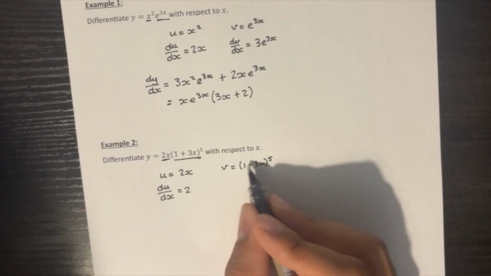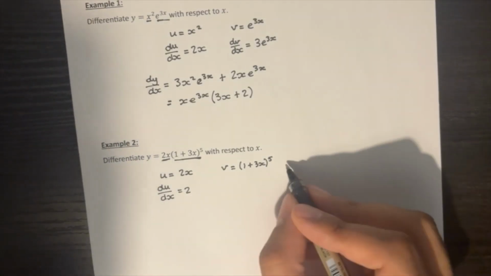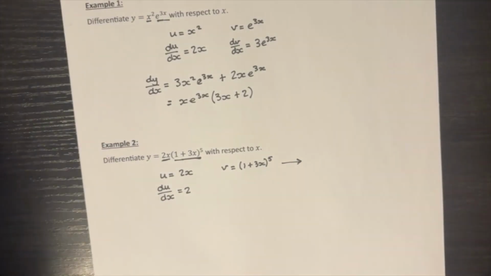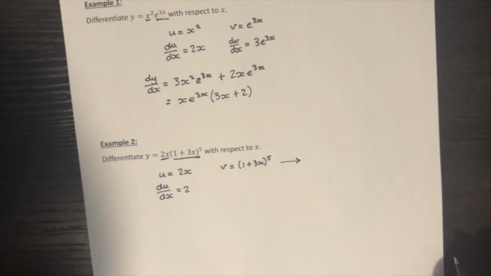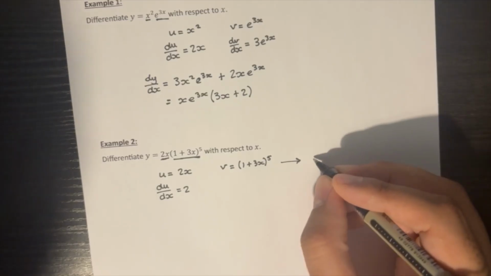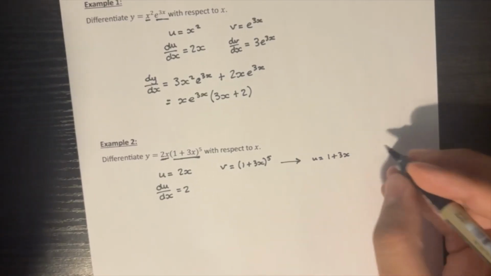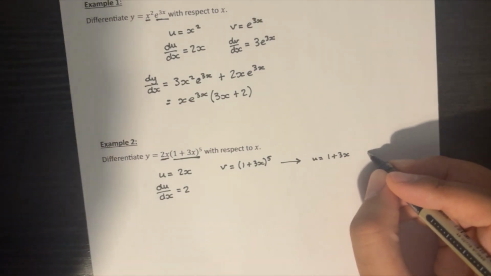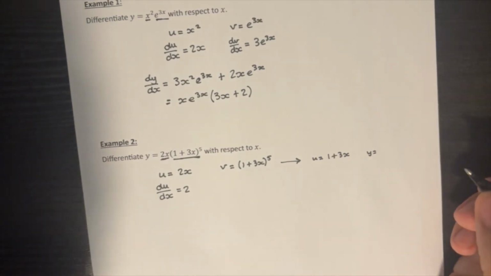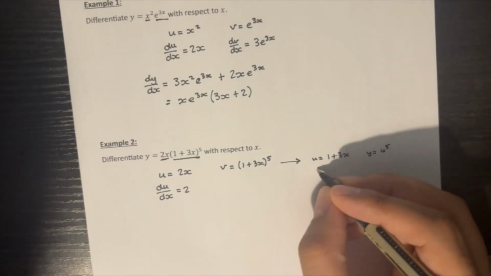dv by dx is a little trickier because we have a function of a function. So with our function of a function, we're going to use the chain rule. So within this, I'm just going to use the chain rule. We're going to let u equal 1 plus 3x, and therefore I'm just going to use y here because it's what we're used to. So y is equal to u to the power of 5.